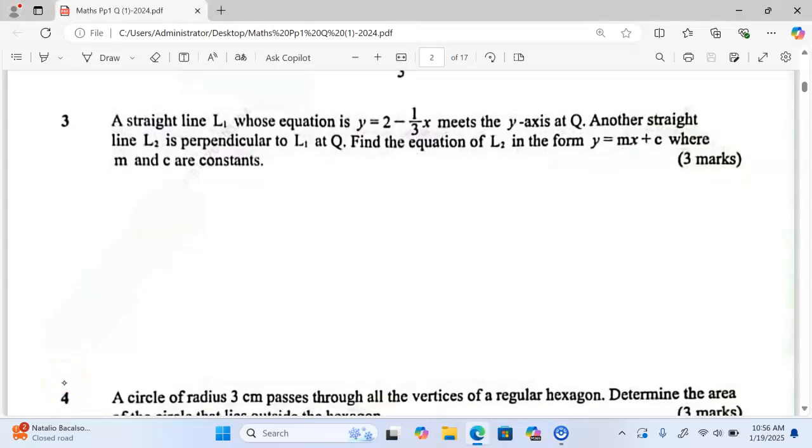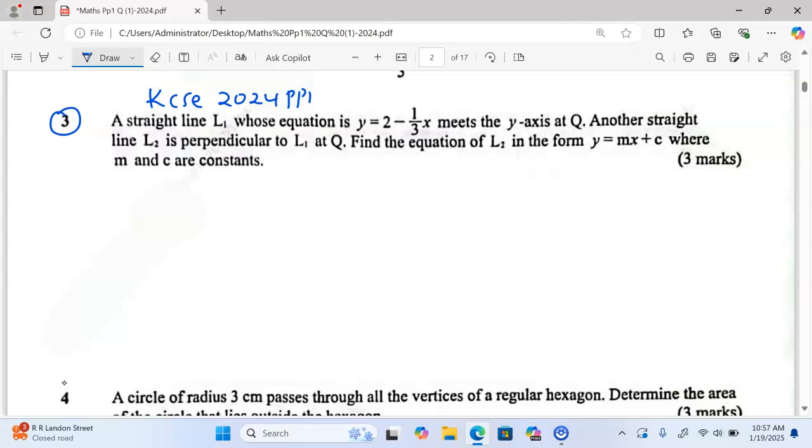We are presenting KCSE 2024, Paper 1, question number 3. A straight line L1 whose equation is y is equal to 2 minus a third x meets the y-axis at point Q. Another straight line L2 is perpendicular to L1 at Q. Find the equation of L2 in the form of y is equal to mx plus c, where m and c are constants.